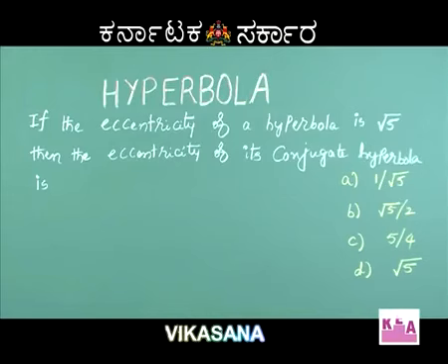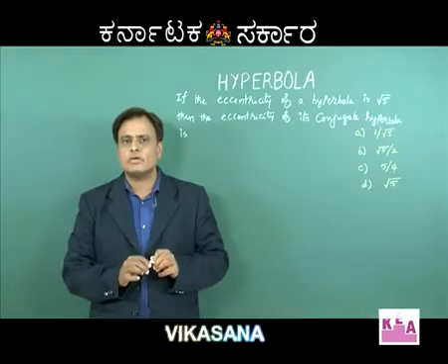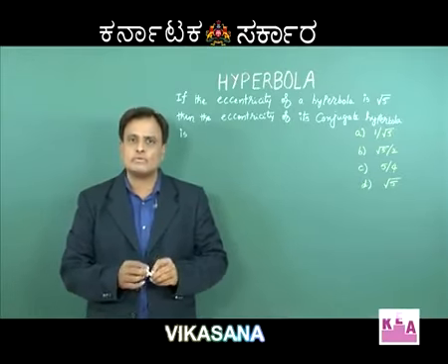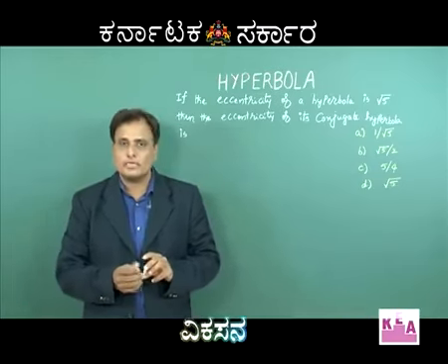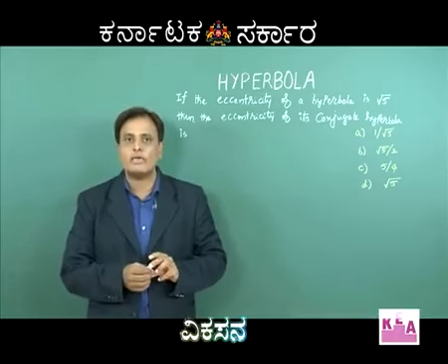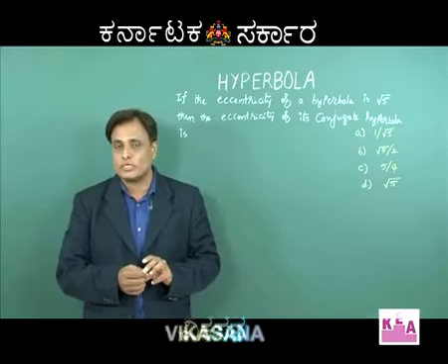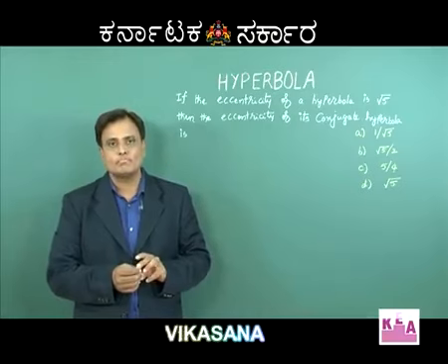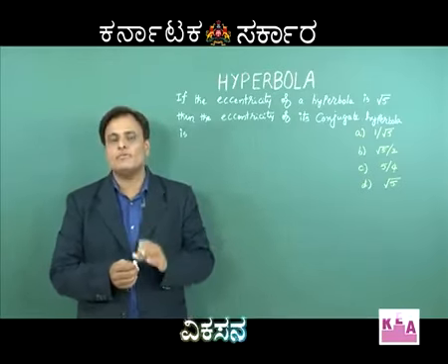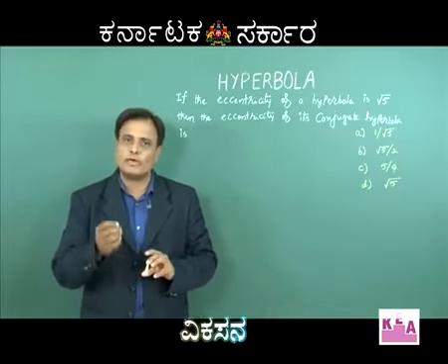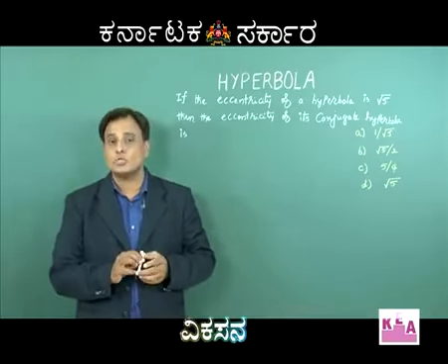So before solving this example, again note one simple equation of the conjugate hyperbola. We know the standard equation of a hyperbola is x square by a square minus y square by b square is equal to 1. Then its conjugate hyperbola equation will be x square by a square minus y square by b square is equal to minus 1. Here the eccentricity of the hyperbola is given, and we have to find the eccentricity of its conjugate hyperbola.